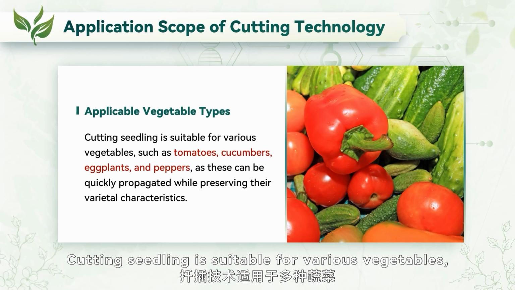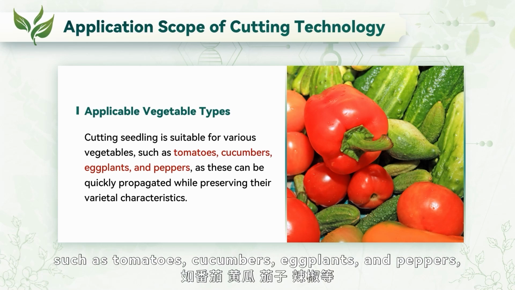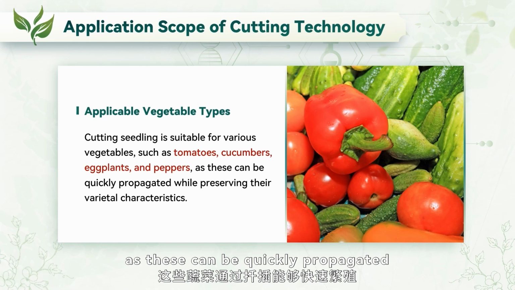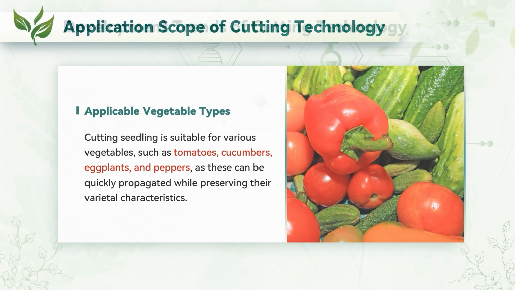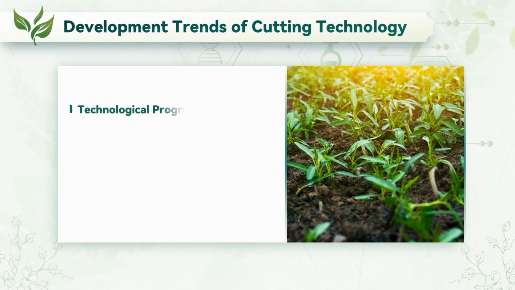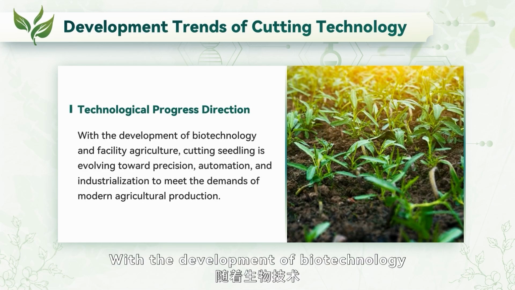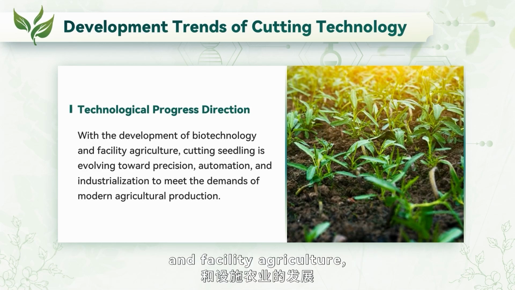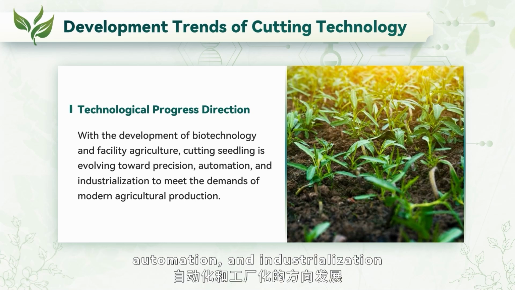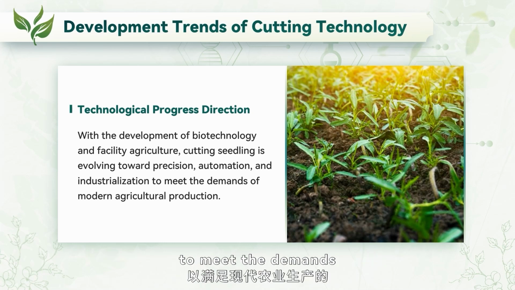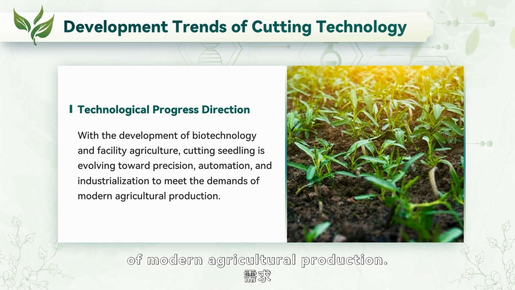Cutting seedling is suitable for various vegetables, such as tomatoes, cucumbers, eggplants, and peppers, as these can be quickly propagated while preserving their varietal characteristics. With the development of biotechnology and facility agriculture, cutting seedling is evolving toward precision, automation, and industrialization to meet the demands of modern agricultural production.